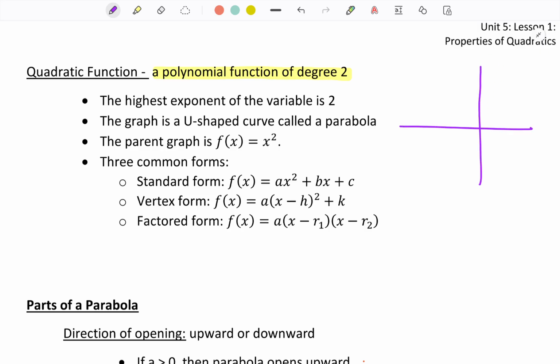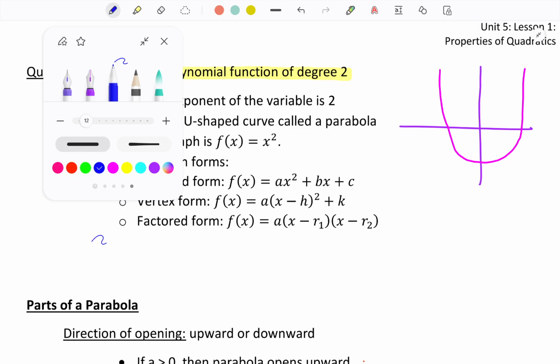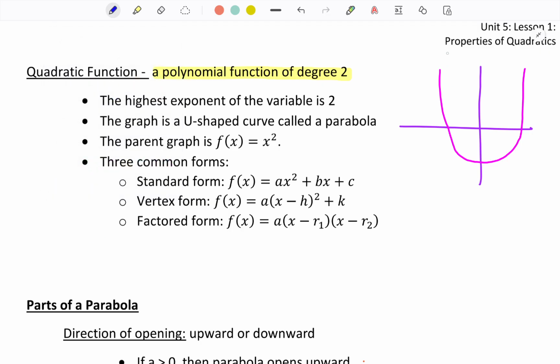It does create a U-shaped graph called a parabola. So when you put these on the coordinate plane, as we've talked about before, they create that U shape. And the parent graph is actually x squared, which has an x and y intercept of 0, 0. So the parent function is more what I'm drawing here in blue.